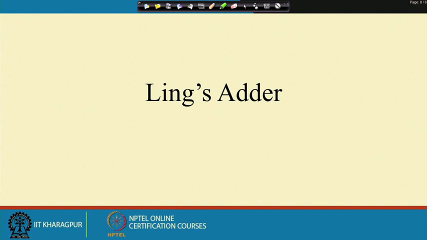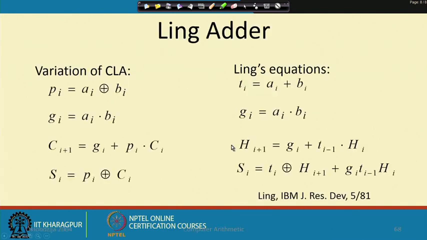So the levels will increase if I restrict the fan-in, because of the ANDing operation required for the multiplication of G and P, that is, the generation and propagation of the carry. To reduce that, an adder evolved which is known as the Ling adder. We will see how it reduces the number of terms in the carry lookahead adder.